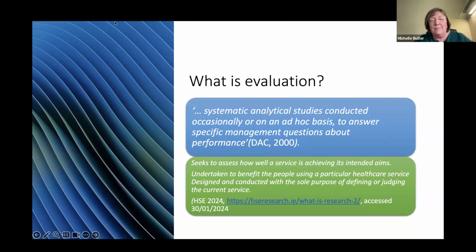And the second definition from the HSC website is that it seeks to address how well a service is achieving its intended aims. It's undertaken to benefit the people using a particular healthcare service, is designed and conducted with the sole purpose of defining or judging the current service. So there is very much that focus on the particular service.